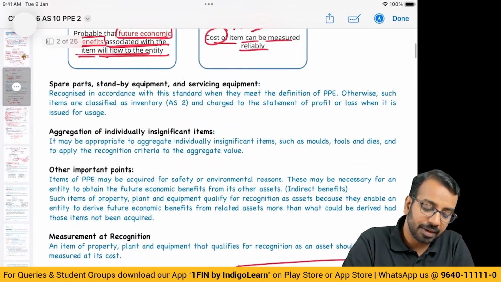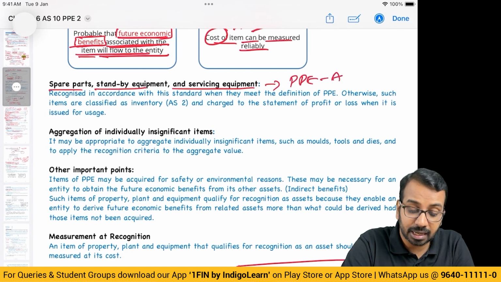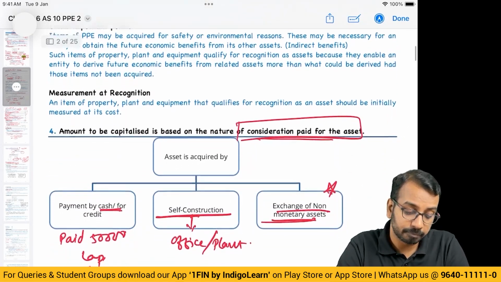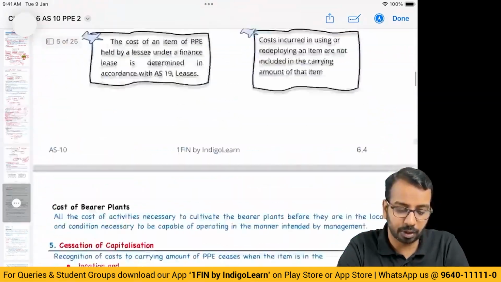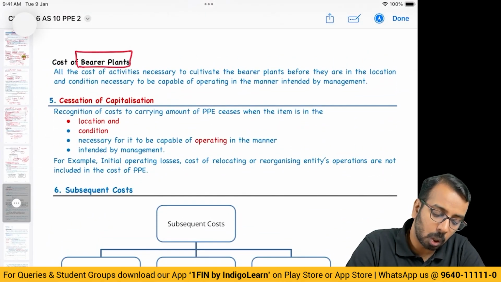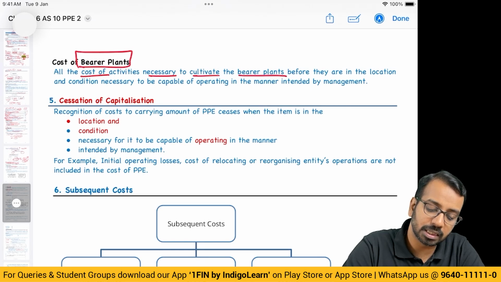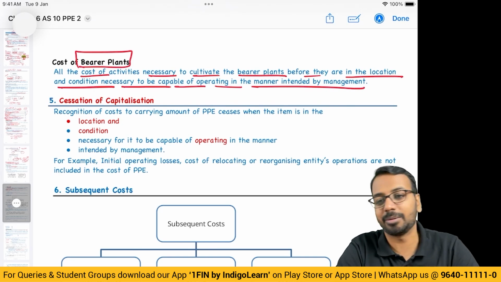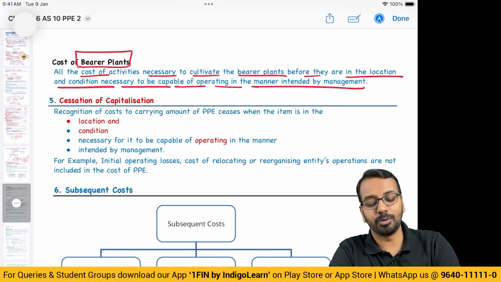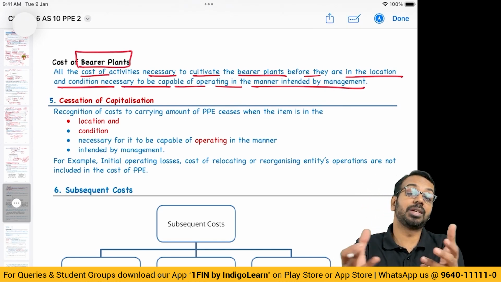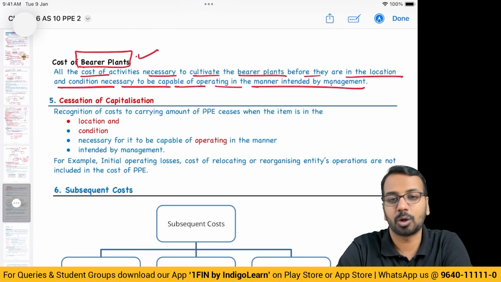Then, if there are spare parts, standby equipment and servicing equipment, if they meet the definition of PPE, these are covered by AS 10. If they don't meet it, they will be covered under AS 2. Right, so these are important parts. Now moving on. When it comes to bearer plants, all the cost necessary to cultivate the bearer plants before they are in the location and condition necessary to be capable of operating in the manner intended by the management. Basically, all the cost incurred to sow the seeds, to nurture the plant, to grow the plant, till the time they are ready to give fruits, till that time you will capitalize the cost of bearer plants.